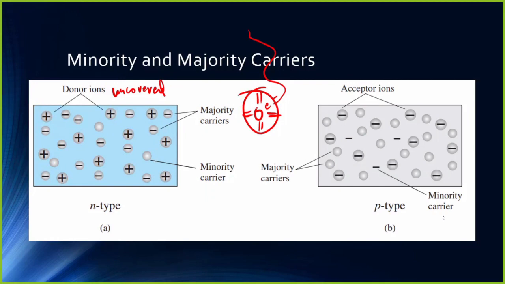That's why hindi negative ang ginagamit natin. Positive. So this is called uncovered ion. So donor ion siya. Nag-donate na siya ng electron kaya naging positive na siya. Okay, isipin niyo 'yun ha. So next, ano pa yung mga laman nito? So we have the donor ions. Let's zoom in.